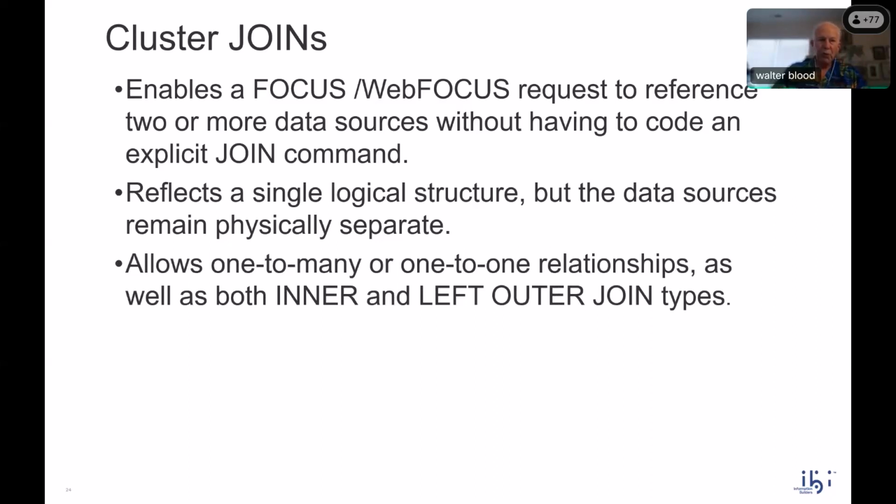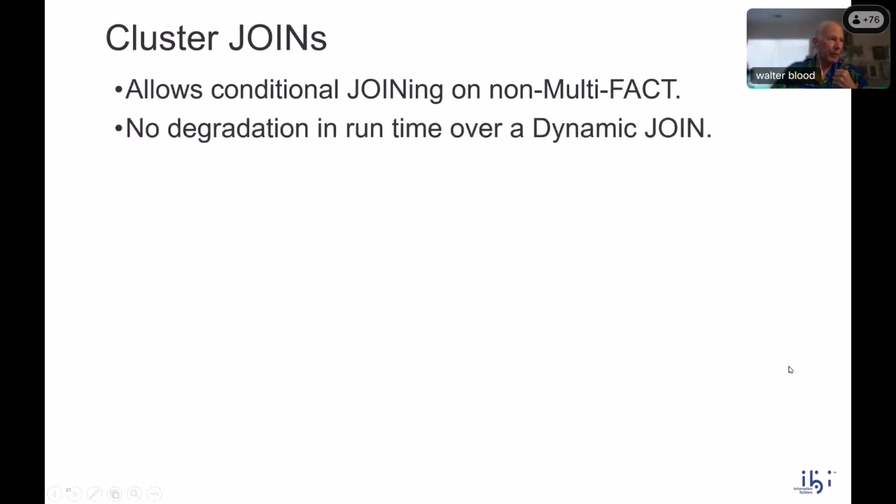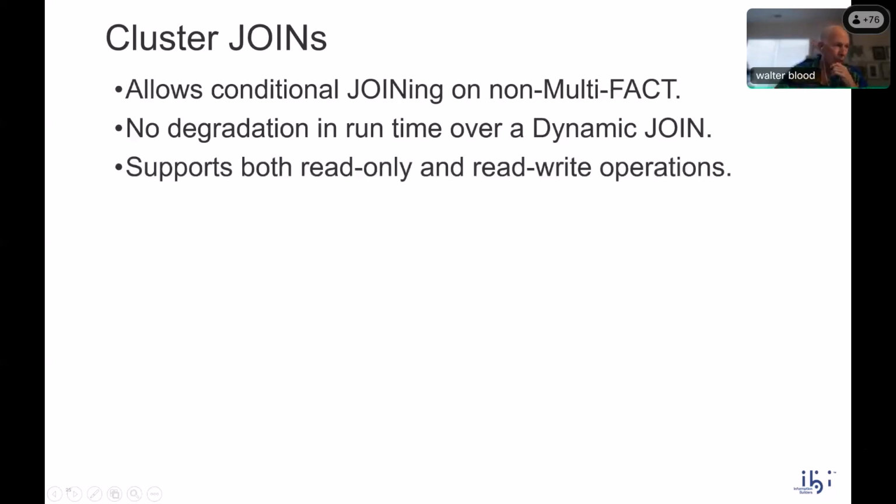So when you're working with joins, if you have unique segments, they're going to be treated as part of the parent segment. So you can have multiple unique segments hanging off the same parent, and all of those unique segments, while they're pointing to separate files, are going to be available in any join. All of them will be available because they are unique, because we treat them as part of the parent. You can also do conditional joining on a non-multi-fact. No degradation in the runtime over a dynamic join by creating these.